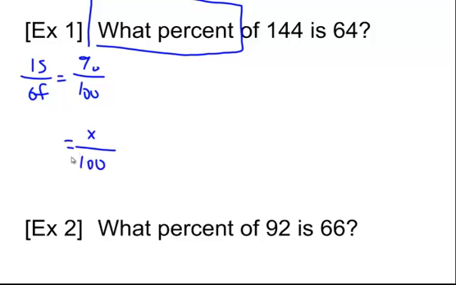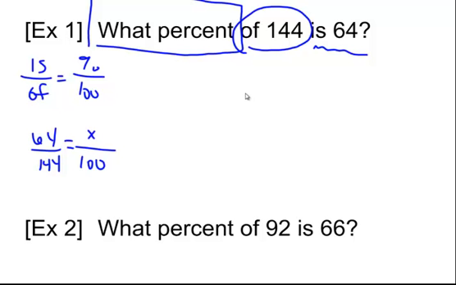Now, what about the is and the of? Well, look what's next to the of. Percent, not percent, because that's with the what. So it says of 144. So since that's the of, where does the of go? On the bottom. And what about the is 64? That goes on top. And now you can cross multiply.